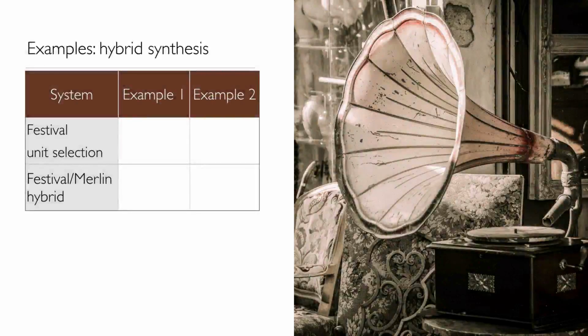Let me play you some samples to build hybrid synthesis using Merlin and Festival. Festival, as Simon already mentioned, provides the front end and also does unit selection. So we can combine Merlin prediction with Festival to do the hybrid. The Festival unit selection is a benchmark baseline system in last year's Blizzard Challenge. The second system is the CSTR entry we submitted last year. We got quite good results.